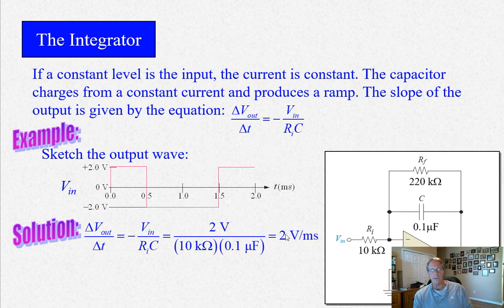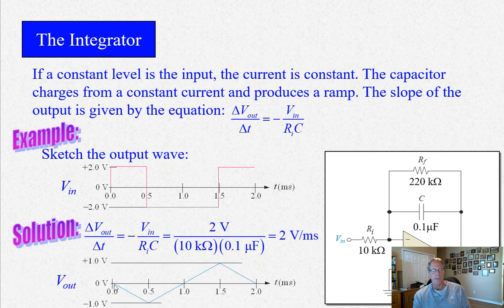And so we look at the equation here. Delta V out over delta T is minus Vn divided by R1C. So 2 volts divided by 10K times 0.1 microfarad is 2 volts per millisecond. So when you sketch the output, you get a 2 volts per millisecond ramp. Okay, so it doesn't matter.